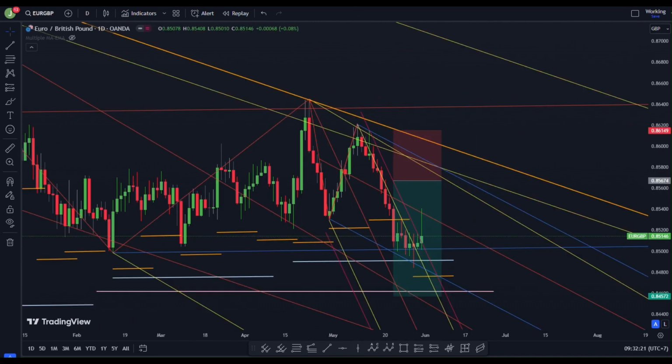This is the EURGBP daily chart, and nothing has changed from last week. I'll still be looking to manage this trade as discussed in the prior videos.